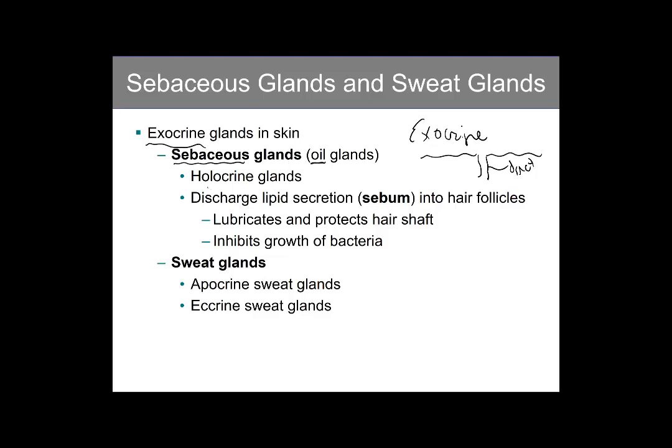These secrete via the holocrine method of secretion, in which the product accumulates in the cell and the cell dissolves or dies, releasing the product into the ductwork. And the product that is discharged from sebaceous glands is a secretion called sebum. Sebum is released into hair follicles, and this is going to lubricate and protect the hair shaft, as well as inhibit any bacterial growth. The other type of gland that we're going to find are the sweat glands, and we have two types of sweat glands. We have the apocrine and the eccrine sweat glands.